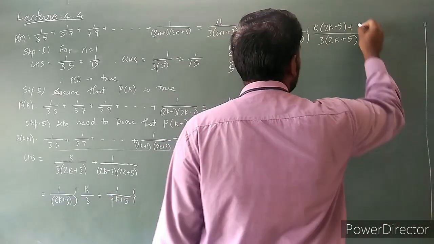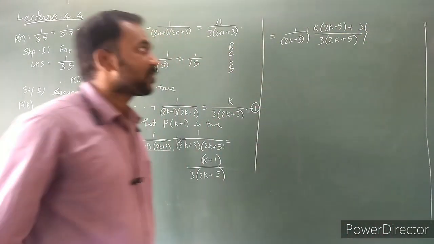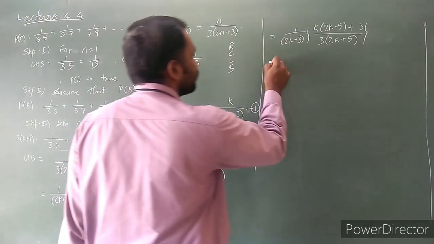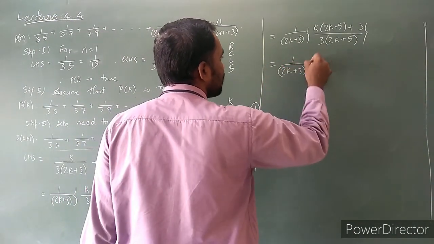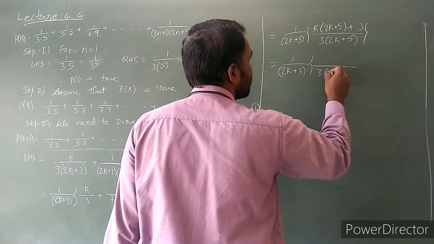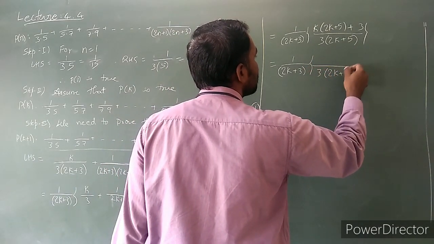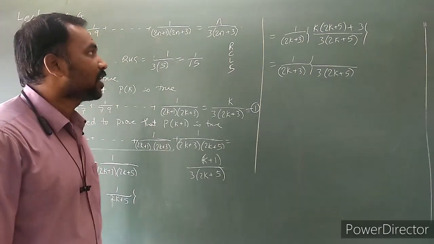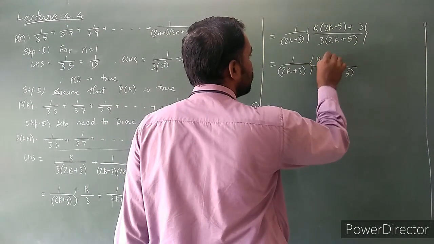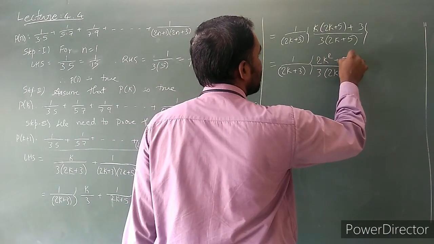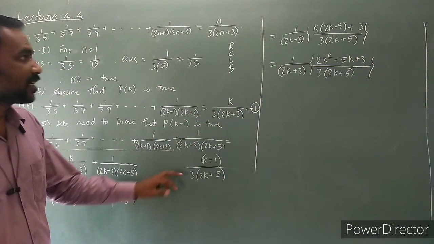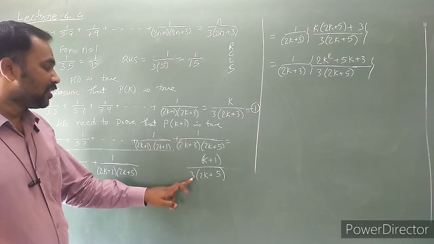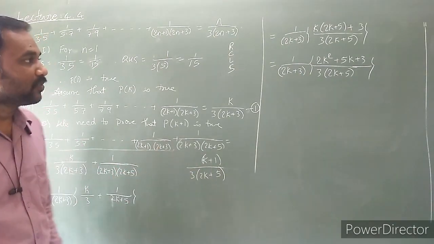Plus 1 is multiplied by 3. Okay, now simplify. 1 divided by 2k plus 3 into 1 divided by 3 into 2k plus 5. Numerator 12, what can we write? Open the bracket: 2k square plus 5k plus 3. What do we need exactly? Numerator k plus 1, denominator 3 into 2k plus 5.